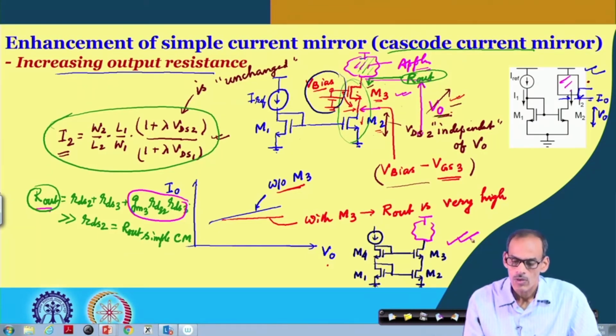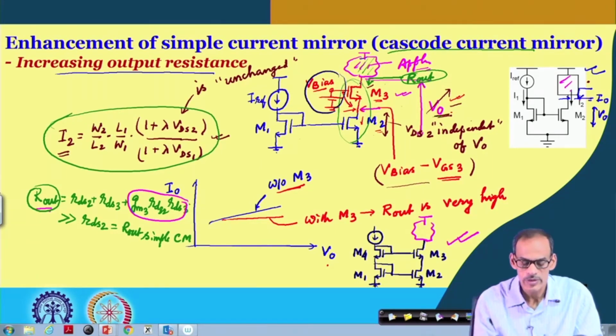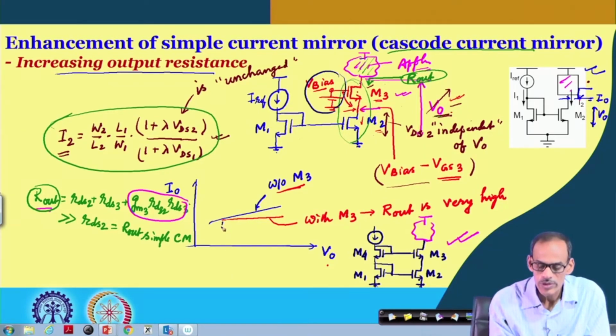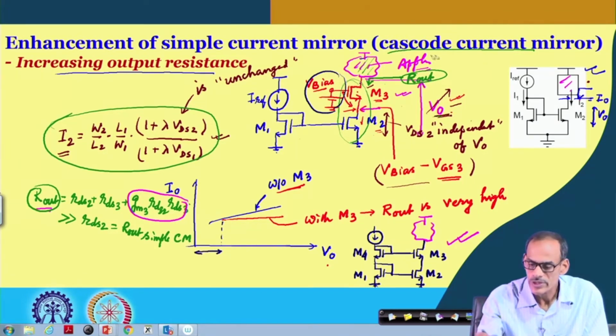The only disadvantage of this circuit over the simple current mirror is, apart from requiring more transistors, the minimum required voltage over which we can maintain this constant current will be higher for the cascode current mirror compared to the minimum required voltage for the simple current mirror.